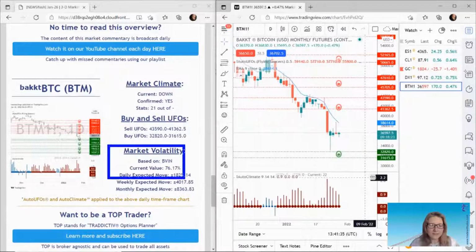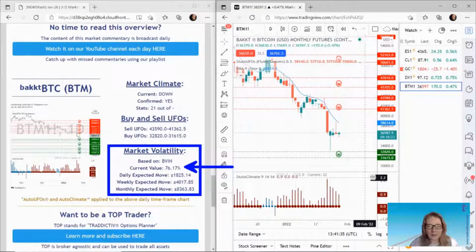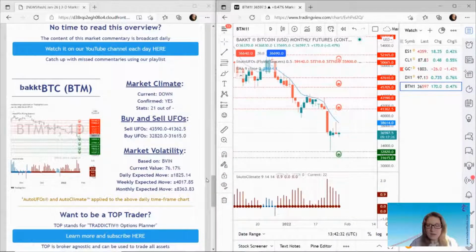In terms of volatility with this market, we'd expect movement up or down in 1 year by 76.17%. So in a day, that's 1,825.14 points. In a week, 4,017.85 points. And in a month, 8,363.83 points up or down. So that comes to the end of each of our markets.